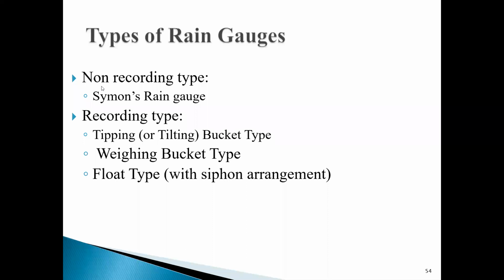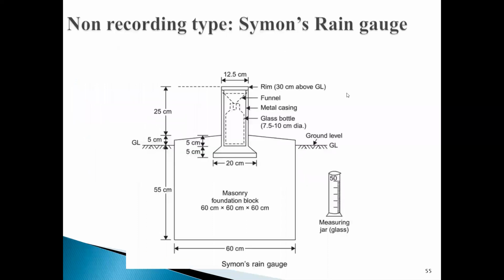So now let us discuss the types of rain gauges. As I said, the first one is the non-recording type of rain gauge, that is Simon's rain gauge. The second one is the recording type of rain gauge, that is the tipping bucket type. The next one is the weighing bucket type, and the third one is the float type with siphon arrangement. So now let us discuss one by one.